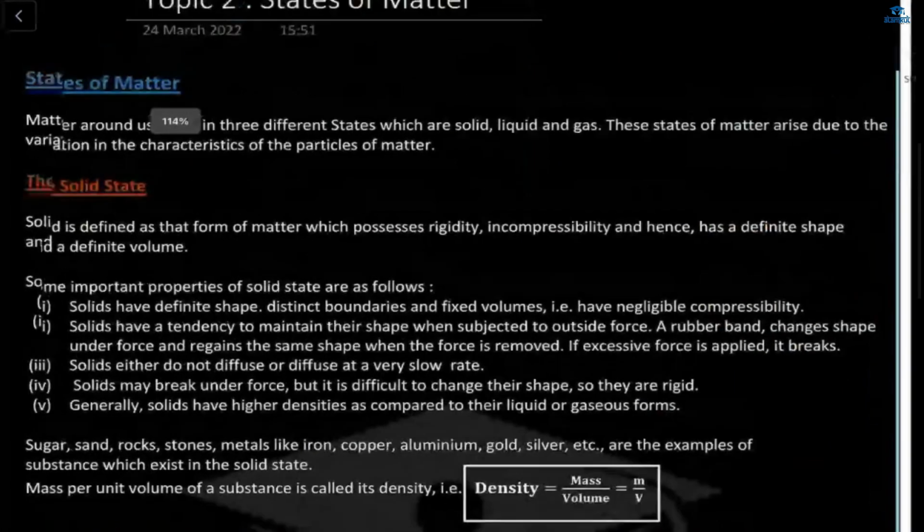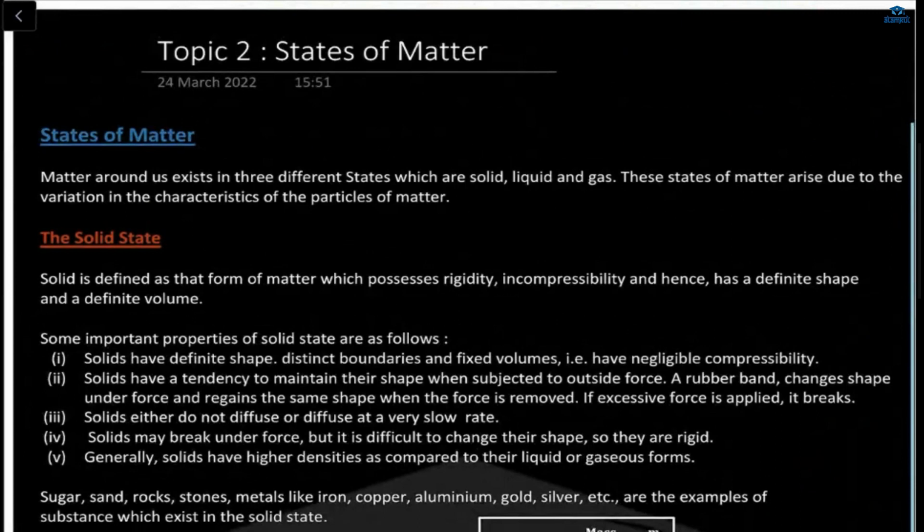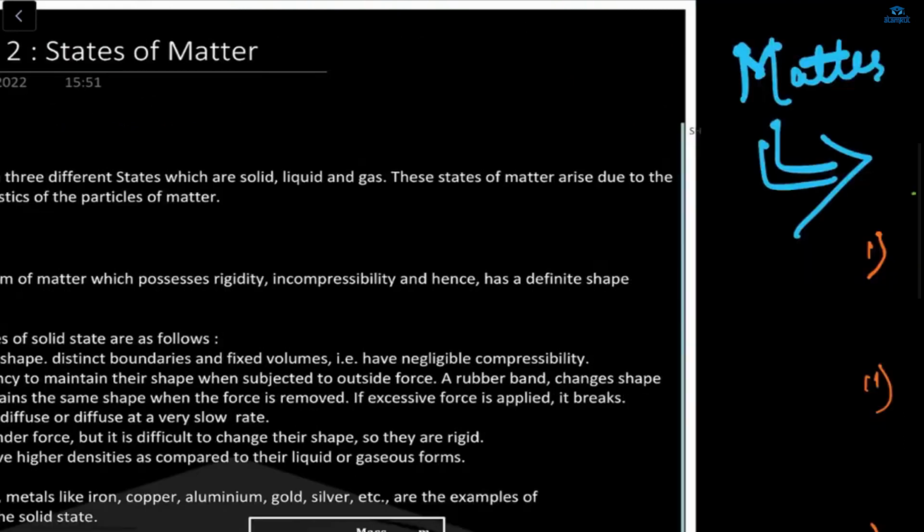So what is matter? Any idea? What's the definition of matter? Basically, matter is anything that has mass and occupies space. Very simple. A thing which has mass and occupies space is matter.